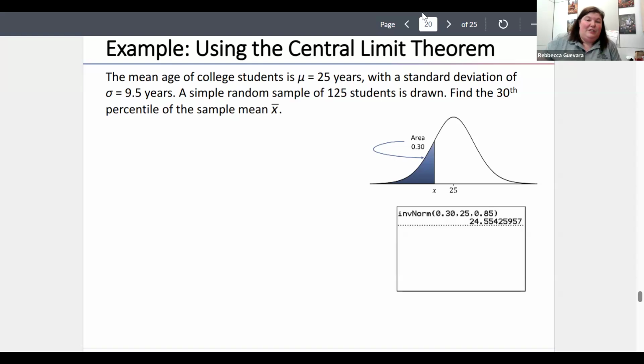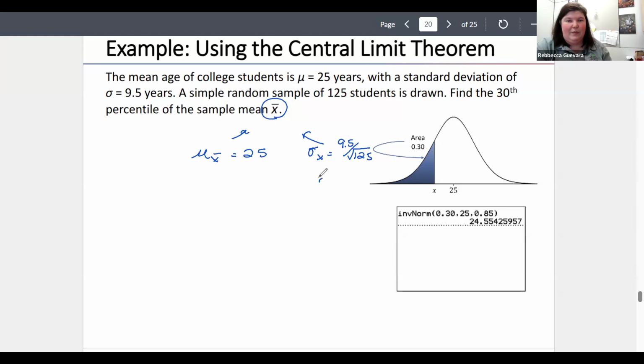If we were asked this kind of question instead, the mean age of college students is 25 with a standard deviation of 9.5 years. A random sample of 125 students is drawn. We want to find the 30th percentile of the sample mean X bar. Once again, because we're asked for X bar, we know we need to have mu sub X bar, so the mean of the means, and we need to have sigma sub X bar, which is going to be 9.5 divided by the square root of 125, or approximately 0.85.